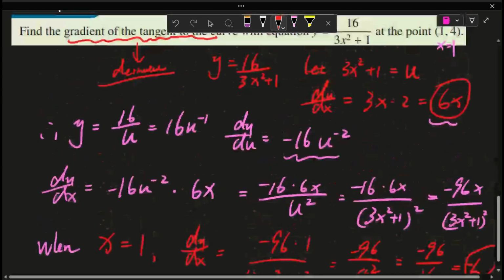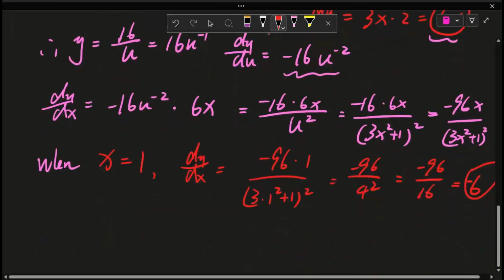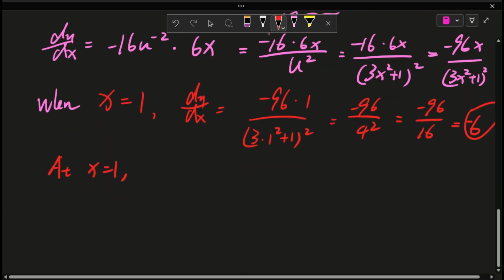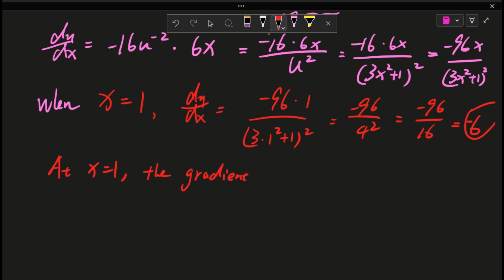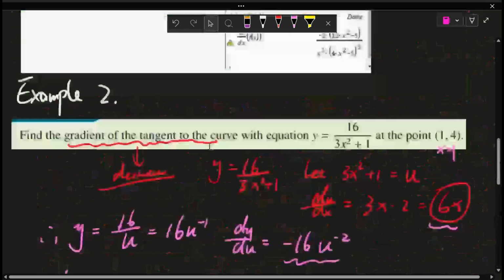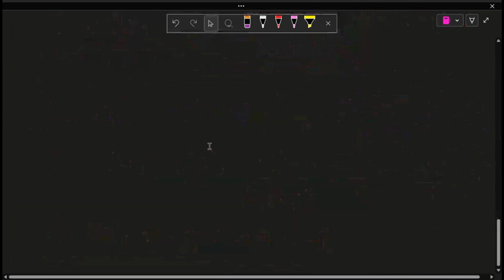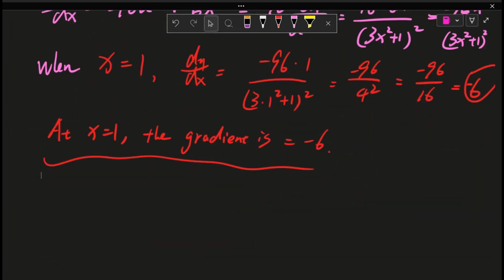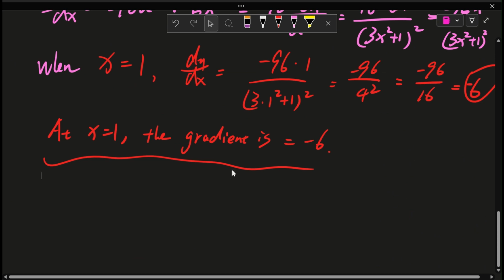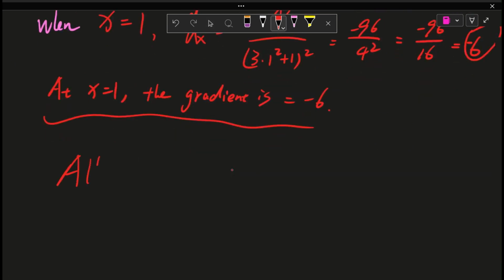So you can write the answer: when x equals 1, the gradient is negative 6, or you can say it's equal to negative 6. Perfect. Well, that's the question about the chain rule. And by the way, I really want you guys to do all the questions.